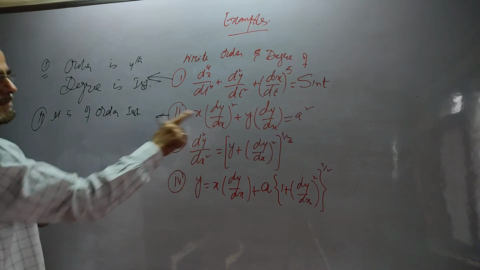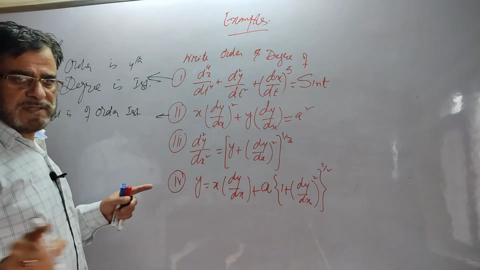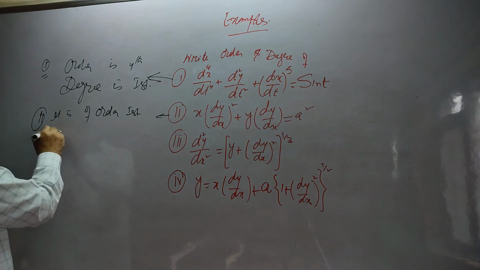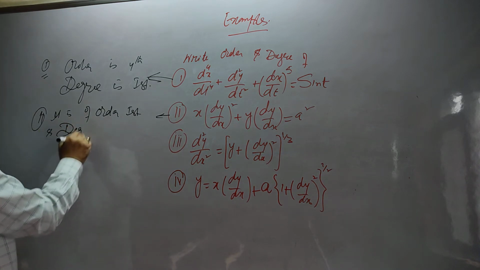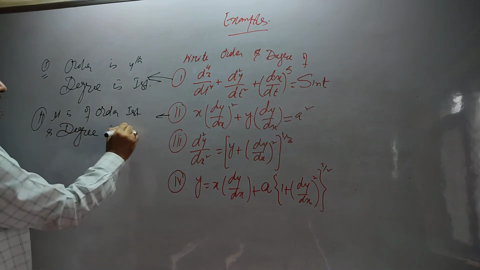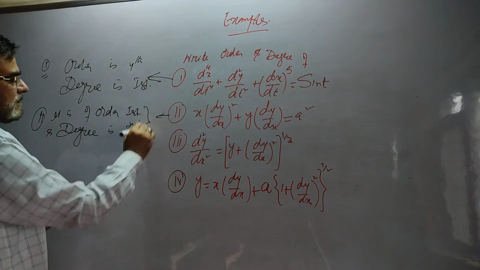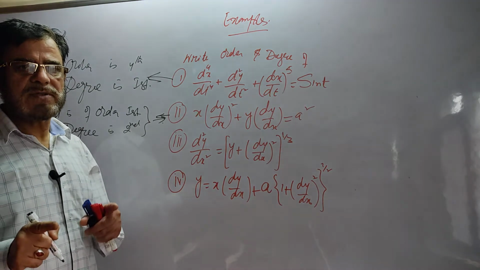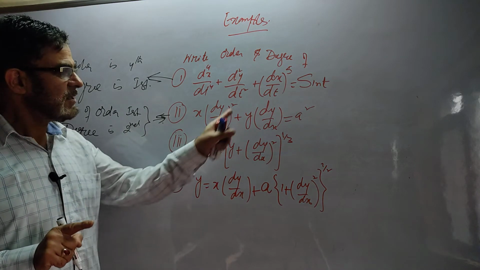It is of order first, because it has dy by dx, not d2y by dx square, not d3. The order is first, and the degree is second. In this case, degree is second. It is the highest power, the highest exponent of the highest order derivative involved, which is 2.